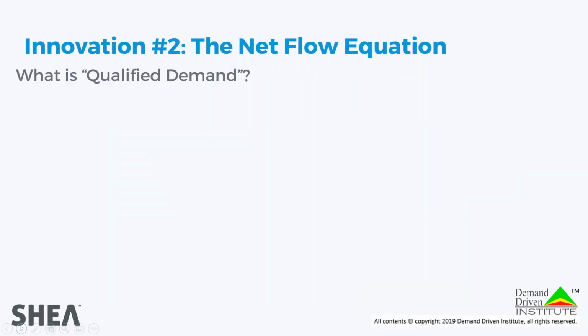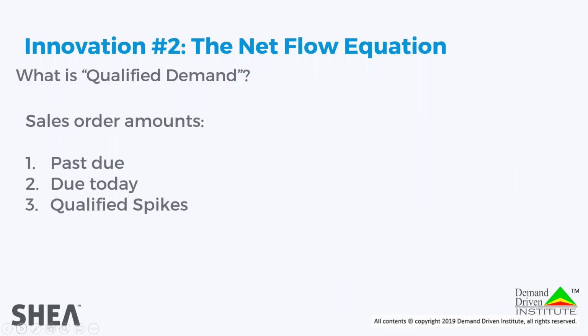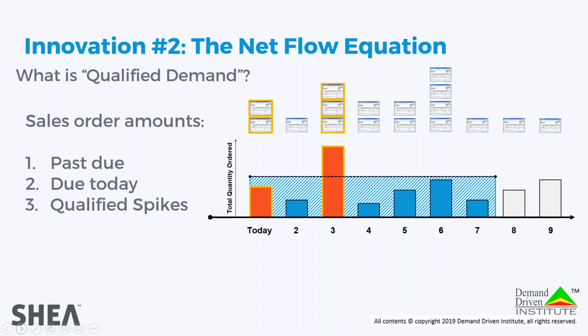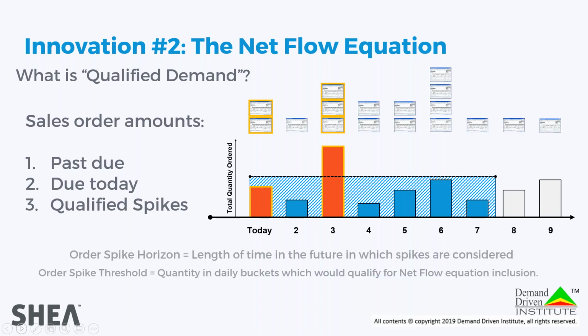Now, you probably have a question, what is qualified demand? Sales order amounts that are past due, due today, or qualified spikes is what constitutes qualified demand. But what is a qualified spike? For a qualified spike, we need to introduce another couple of concepts.